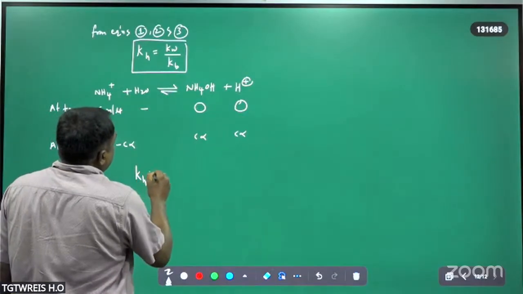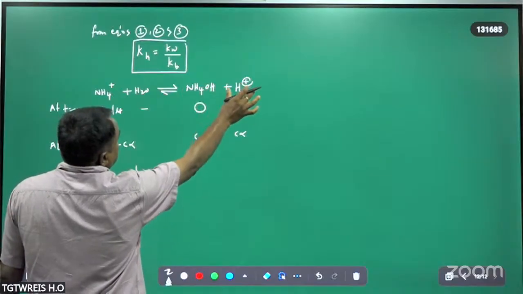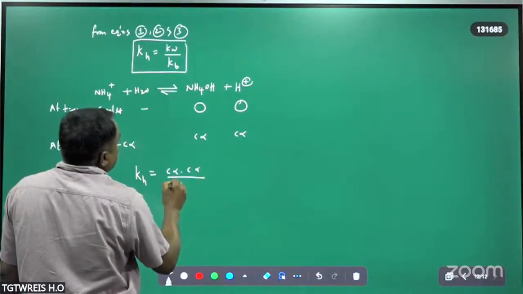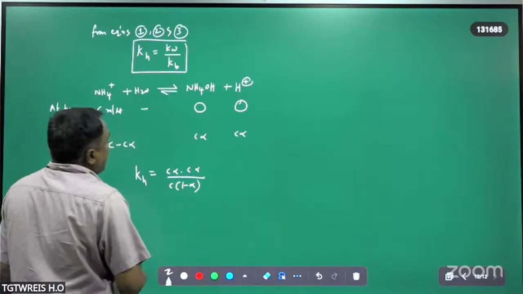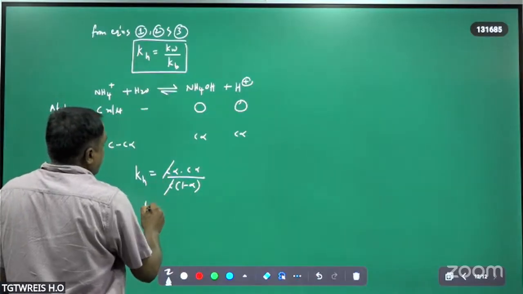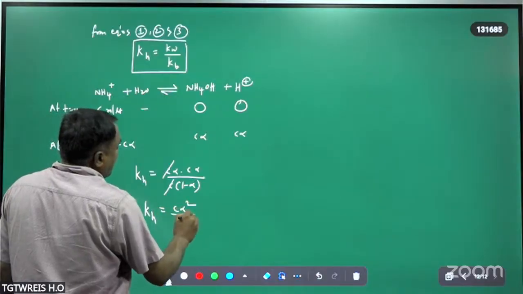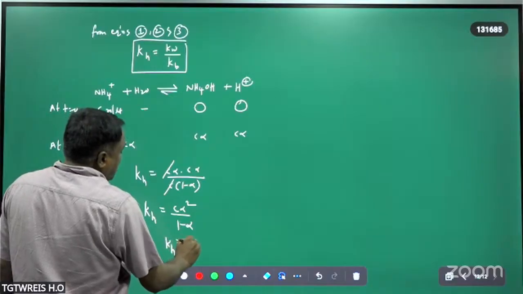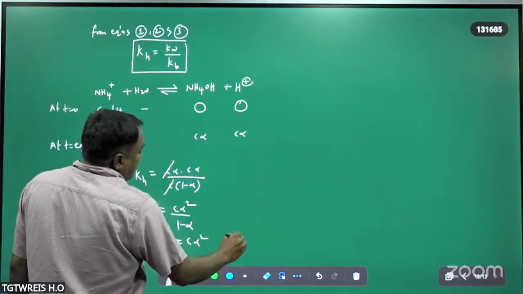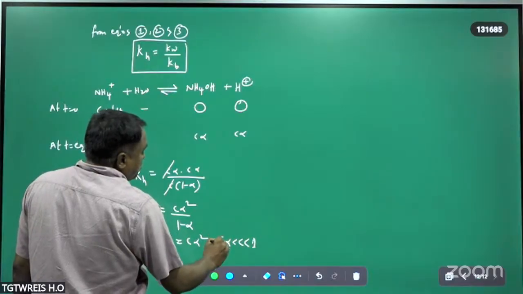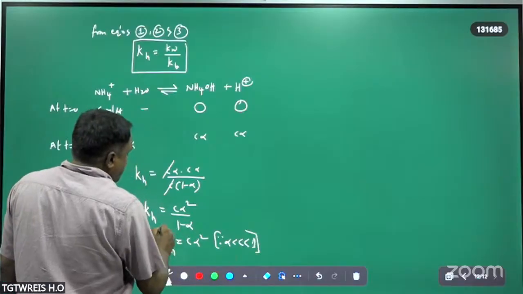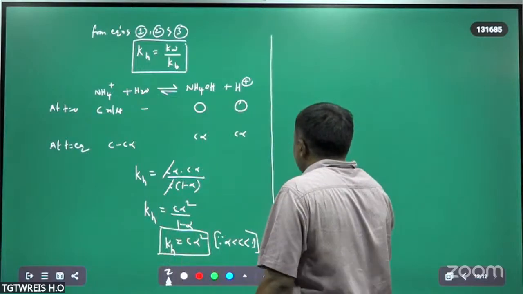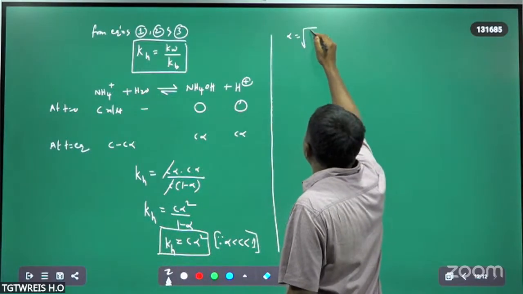Therefore, KH is equal to what now? Square bracket NH4OH into square bracket H plus by square bracket NH4 plus. Therefore, C alpha into C alpha by C into 1 minus alpha, or C minus C alpha. So C gets cancelled. Therefore, KH is equal to C alpha square by 1 minus alpha. But since alpha is very, very less than 1, KH is equal to C alpha square. Alpha is equal to root KH by C.